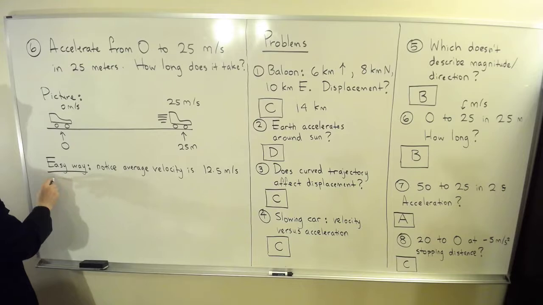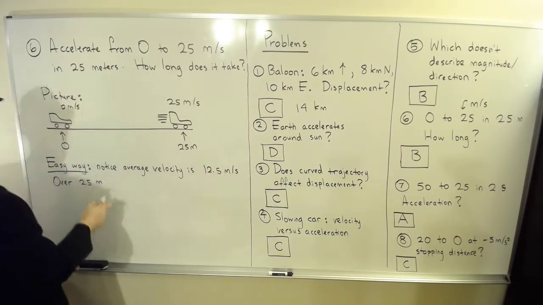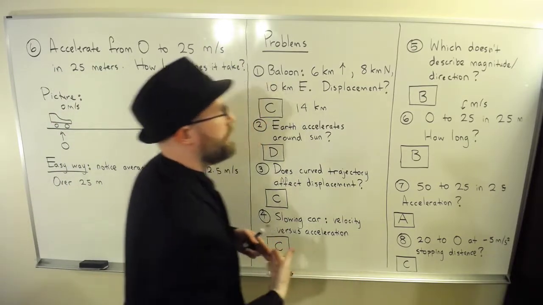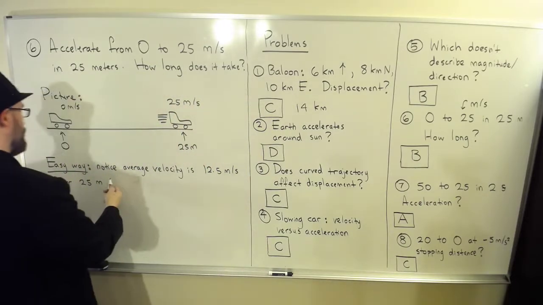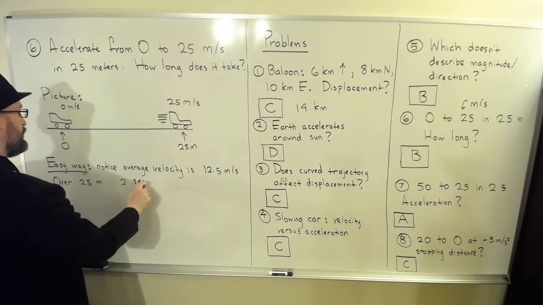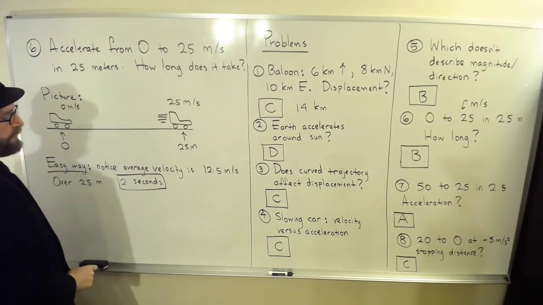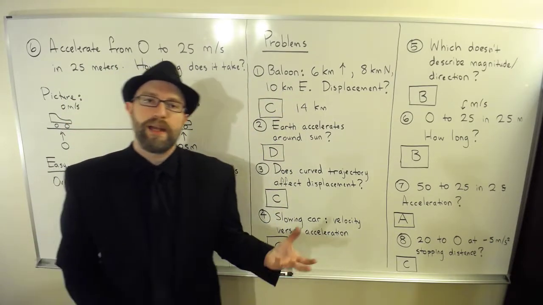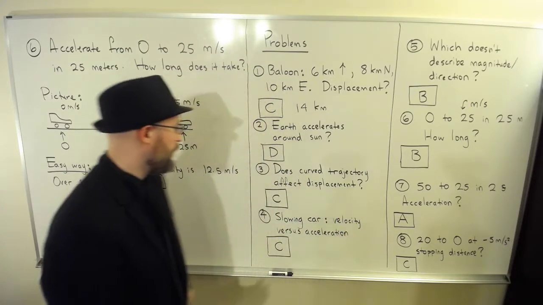And so this is over a distance of 25 meters, which is twice 12.5. Since that's your average velocity and distance is rate times time, you can immediately say that the answer is 2 seconds. This is a useful sort of thing to be able to do because it lets you solve certain problems quickly, and then you can spend most of your time on the other problems that are harder.